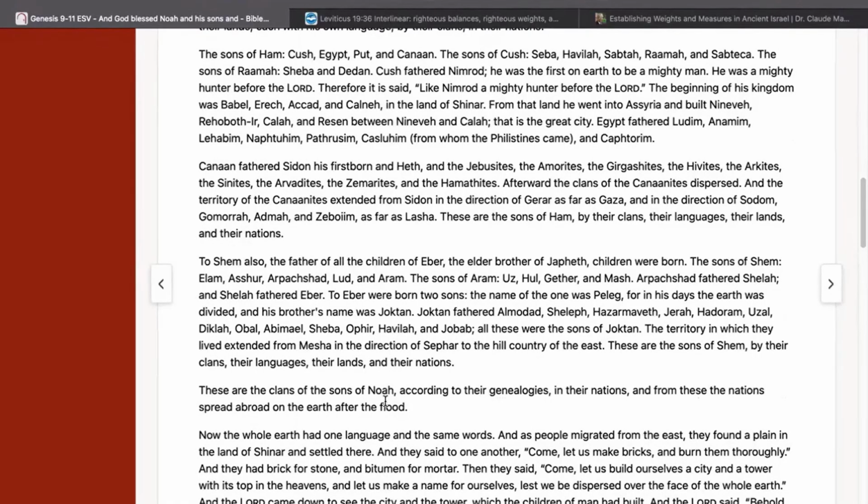These are the clans of the sons of Noah, according to their generations, in their nations. And from these, the nations spread abroad on the earth after the flood.